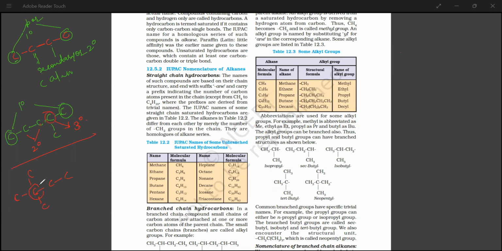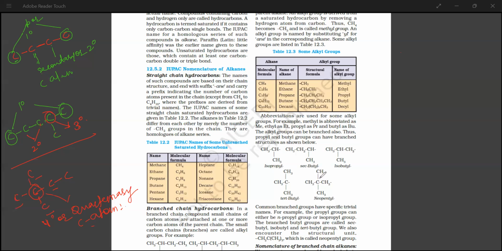This carbon is further attached with 1, 2, 3, 4 carbon atoms. So this carbon atom will be known as 4 degree, or quaternary carbon atom. In this way, you can judge whether a carbon atom is primary, secondary, tertiary, or quaternary on the basis of the number of carbon atoms attached to the carbon atom which you are talking about.